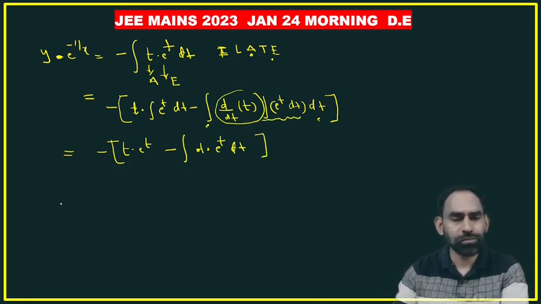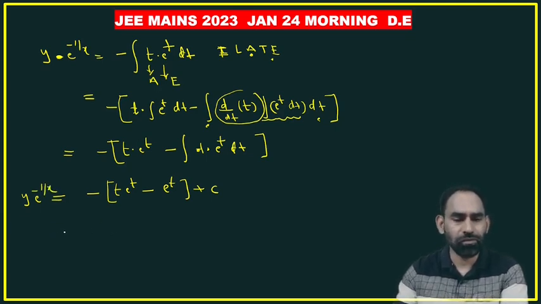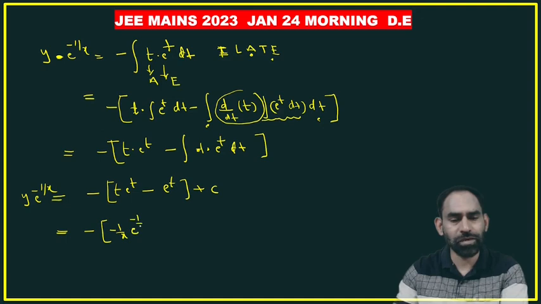Now this implies minus t into e power t minus, this is 1, integral of e power t is again e power t, already plus c is there, y into e power minus 1 by x. Now t write in terms of x. What about t? T means minus 1 by x. So minus 1 by x into e power minus 1 by x minus e power minus 1 by x plus c, y into e power minus 1 by x.